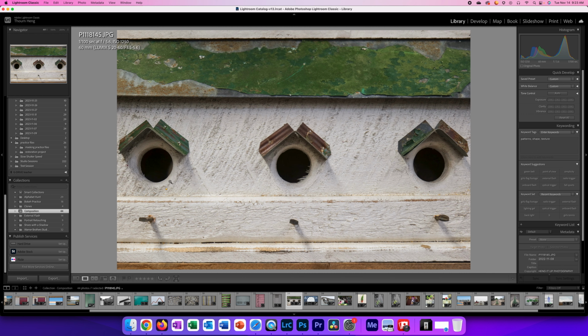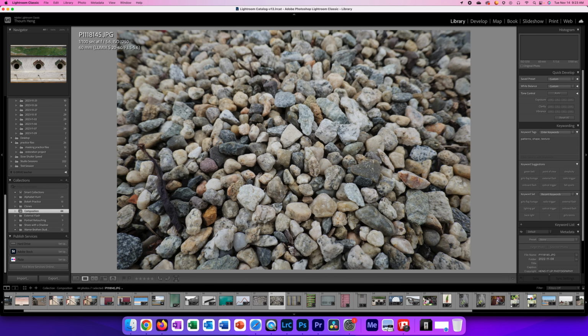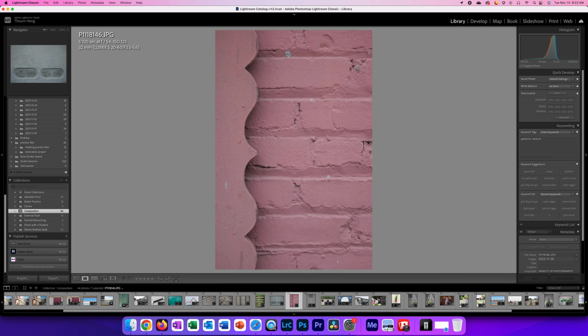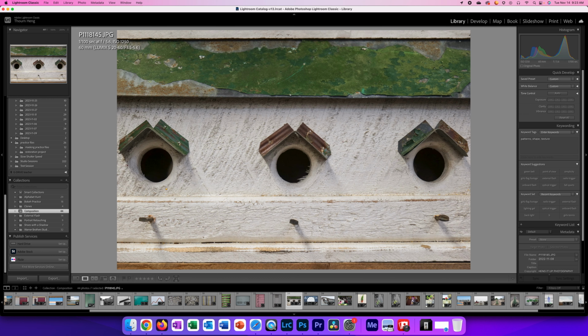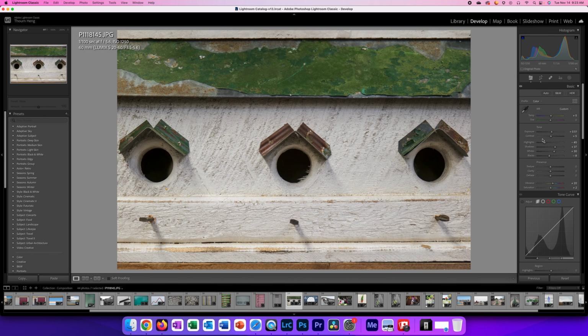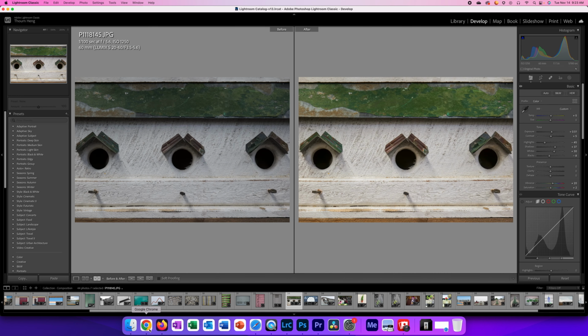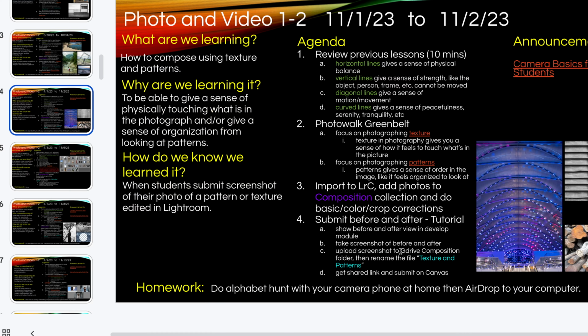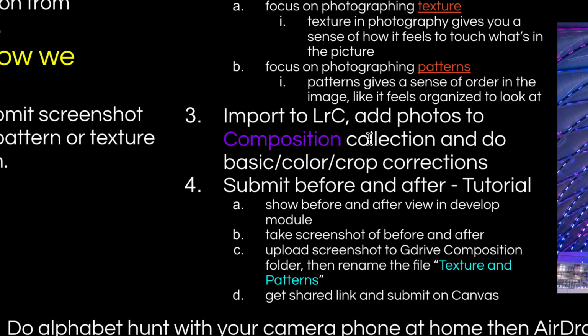You obviously see the pattern, but you also feel the texture, and you also see the cleanliness of my technique in photography. So again, you're all probably going to start somewhere with these, where you're at, until you get to here. Once you have something that you like, you're going to do editing in the Develop module. After you finish editing in the Develop module, I want you to show me a before and after, take a screenshot, and then do the rest of these things right here on the agenda.